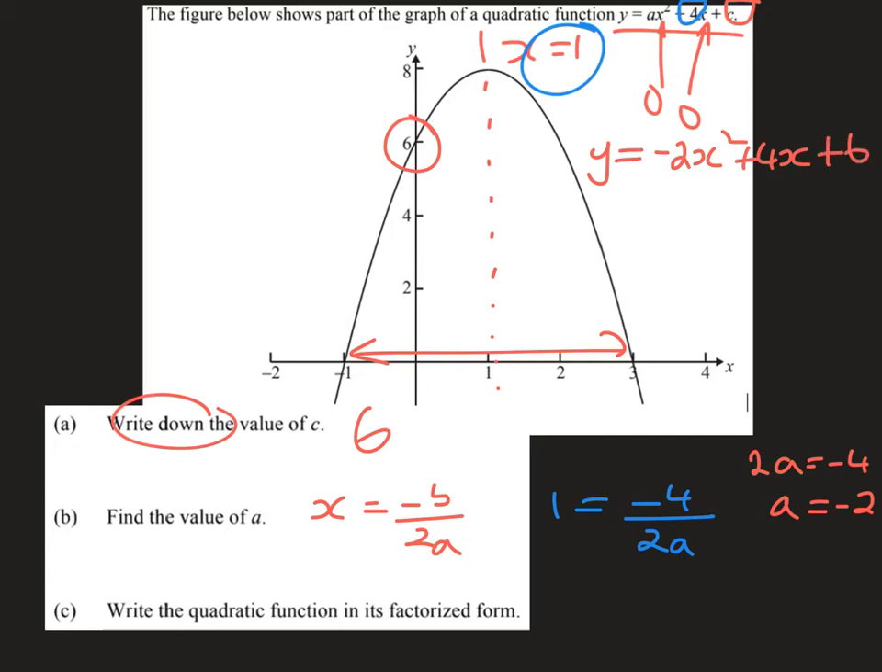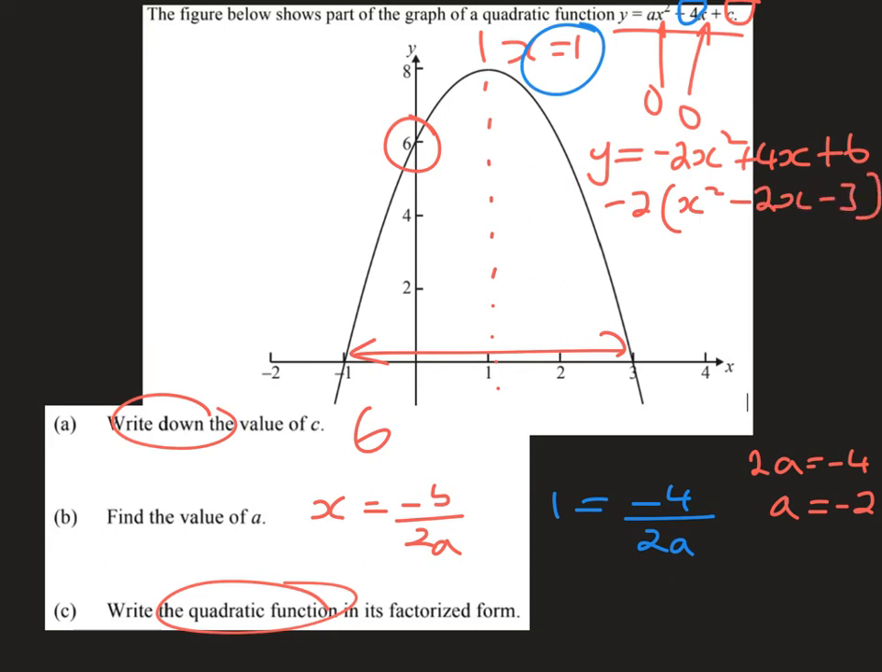And in part C, we're asked to write the quadratic in its factorised form. Now, you'll notice here that all of the numbers are divisible by 2. So what we can actually do is factor out the minus 2. So if we factor out minus 2, we're left with x squared minus 2x minus 3.